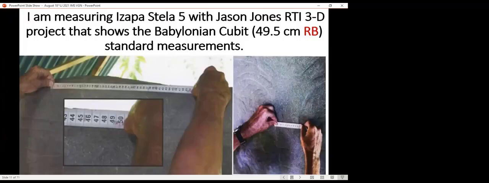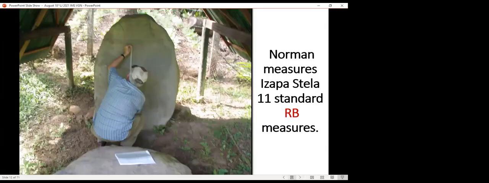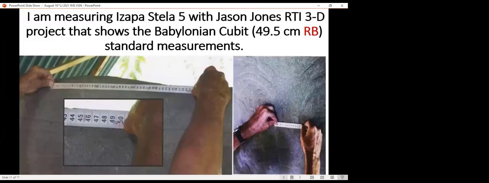Here are just two shots of our measuring of the Stela 5 Tree of Life stone. At left, I'm measuring the rod that extends between two diagonals at the top, which is the Izapa Babylonian cubit. And then on the right, measuring the width of the upper tree trunk, which is 1/4 scale. The diameter of the geometry we'll show shortly is the full cubit.